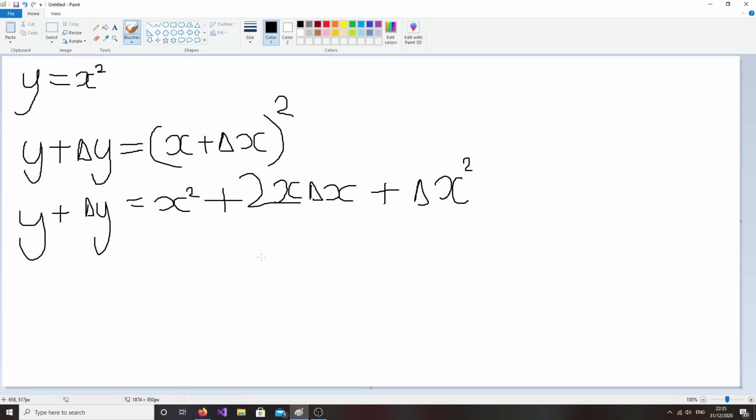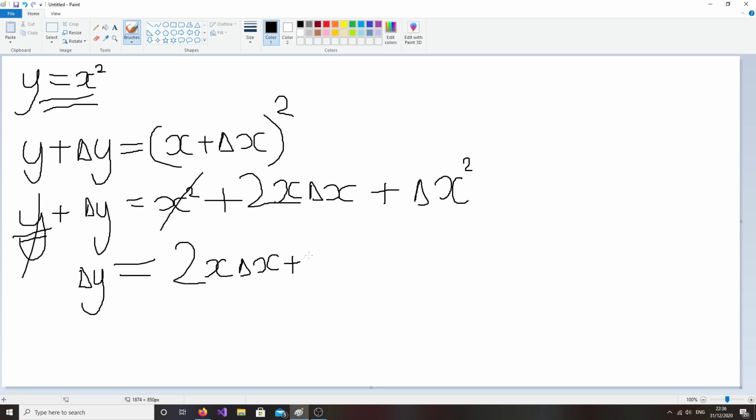And there we go. Then what we'll do is, if you notice at the top, it says y equals x squared. So here we know this is x squared. So if we minus this from both sides, delta y equals 2x delta x plus delta x squared.